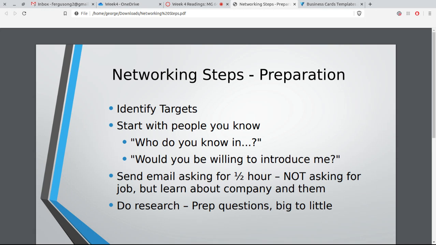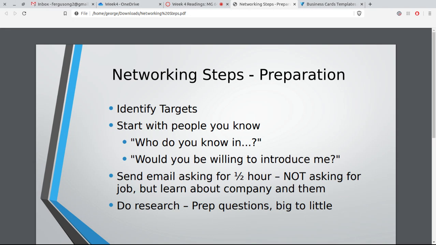So for example, you might start talking with folks about, okay, so who do you know at such and such organization? And then would you be willing to introduce me? Where you're trying to get an in to that organization. So say you wanted to learn more about, say, Cerner. Okay, and so you start asking folks you know, who do you know at Cerner? Would you be willing to make an introduction?